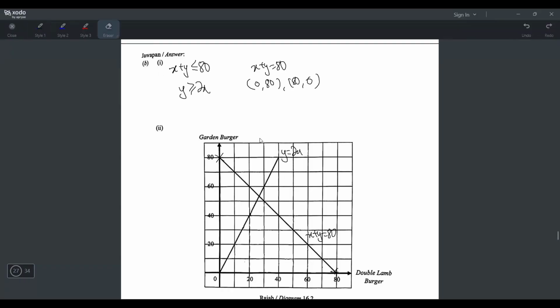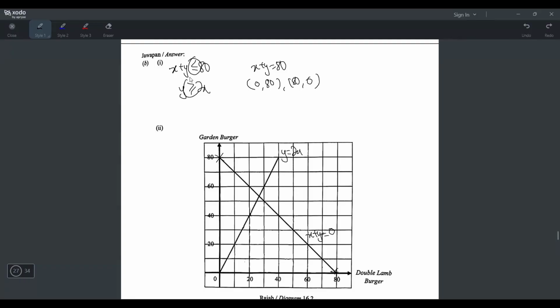Okay, sometimes I see students make this mistake. They go and write x plus y smaller than or equal to 80 like this. Hey, this is wrong. So I want you to remember this: an equation represents a line, an inequality represents a region. It means if it's equal, an equation, it is a line. But the smaller and bigger signs, this one is the region. So when you want to draw the line, you will convert to equal.